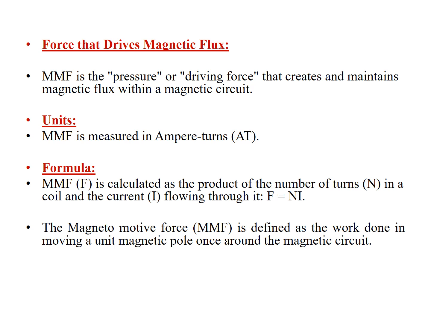The unit of magnetomotive force is ampere turns. The formula for the MMF is calculated as the product of the number of turns in a coil and the current I flowing through it. Therefore, we can write MMF equals N into I. The magnetomotive force is defined as the work done in moving a unit magnetic pole once around the magnetic circuit.